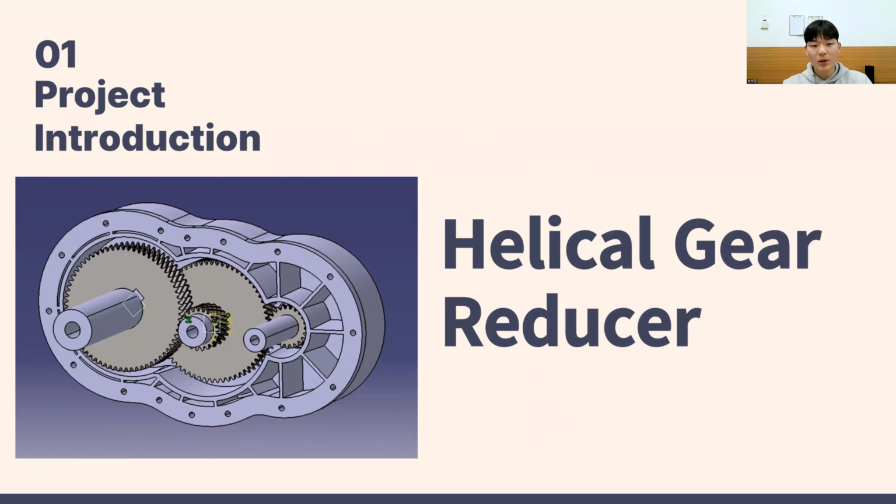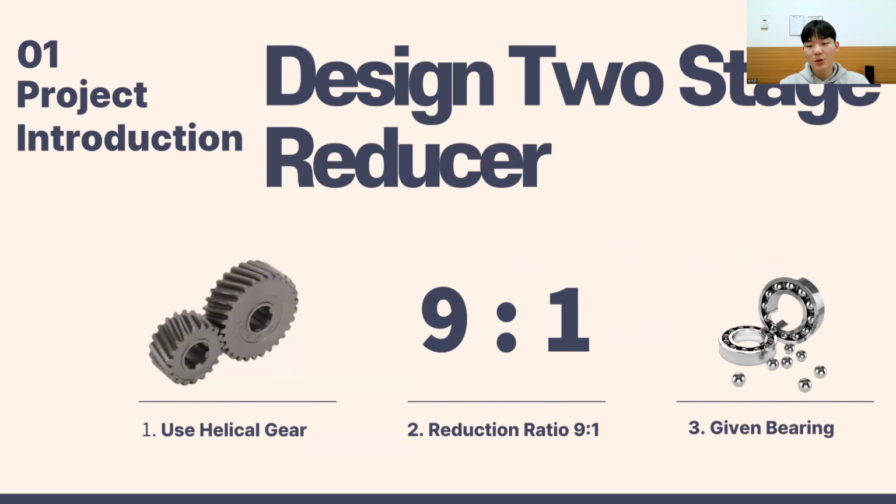The name of the class that we did this project in is Machine Element Design. Our project was to make a reducer using helical gears. So the given options were to use a helical gear, and the total reduction ratio should be 9:1. And finally, we had to use a specific bearing.